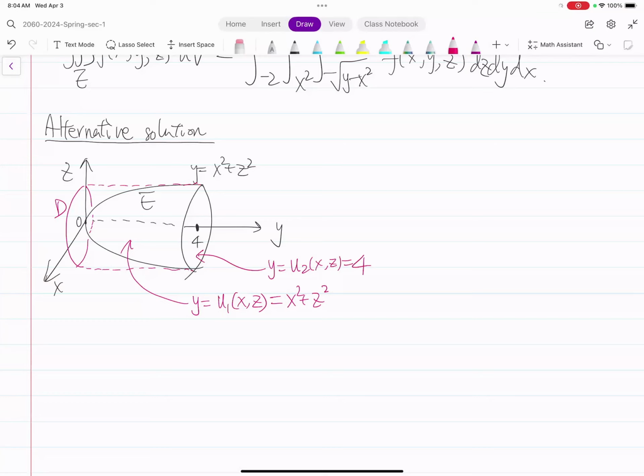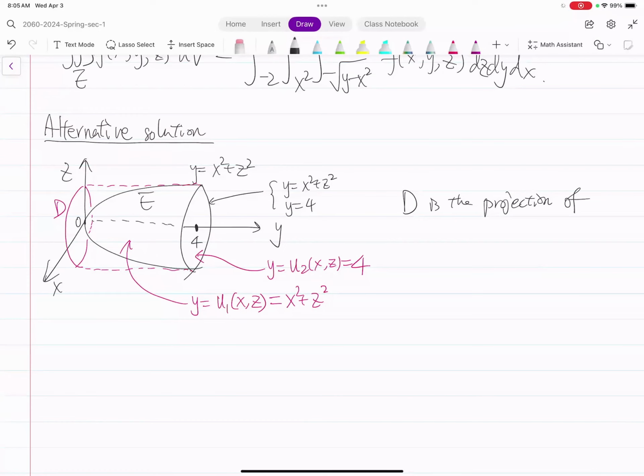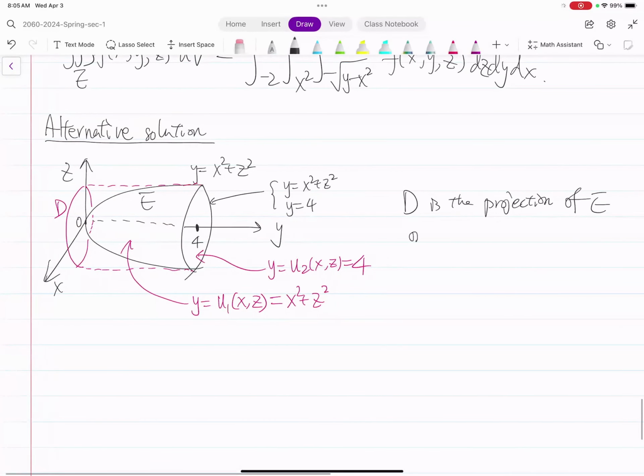Okay, and the intersection is of course just the circle. Here you have to have the intersection, so both equations must be satisfied, that tells you x squared plus z squared must be 4. Okay. So B is the projection of solid E onto the x-z plane.